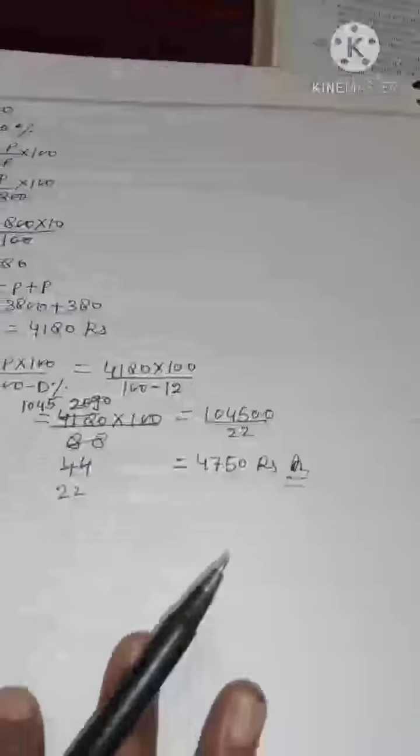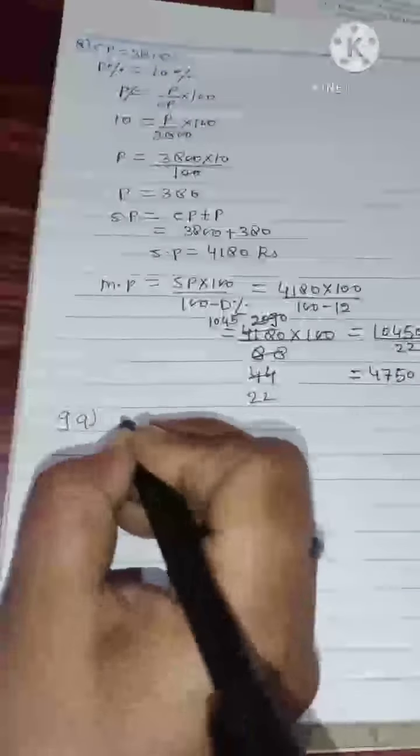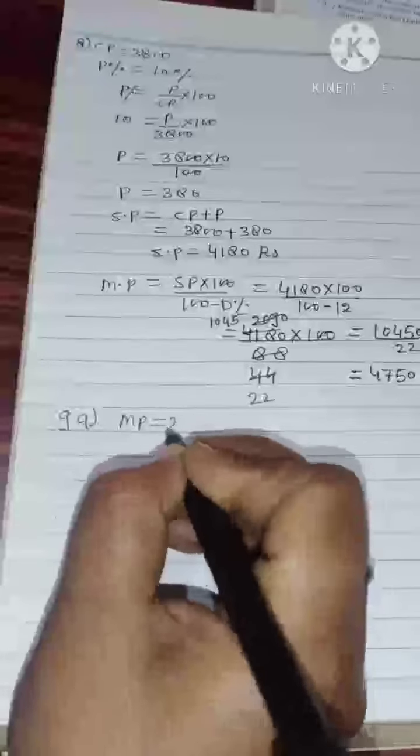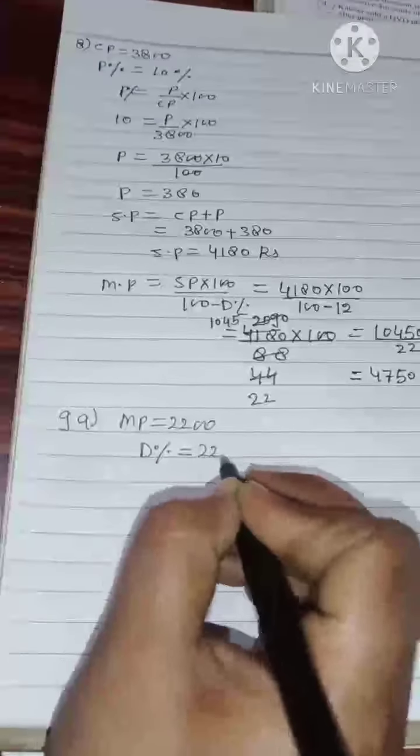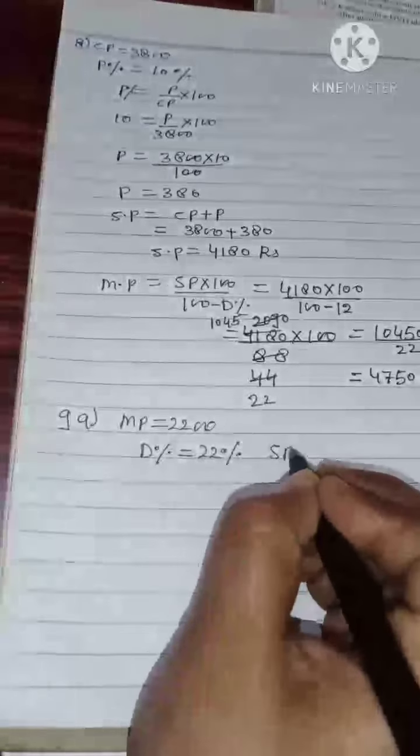Okay, see that we have been given, beta, in the first part, question number 9 A part, marked price is, beta, 2200 and discount percent is 22%. Okay, you have to find selling price is equal to what?